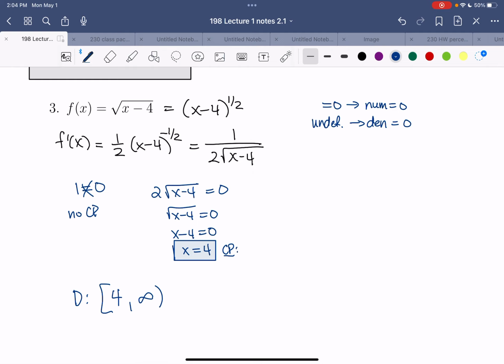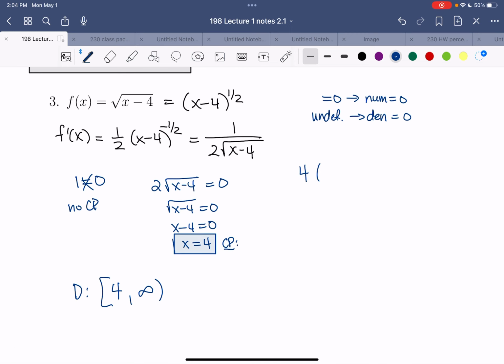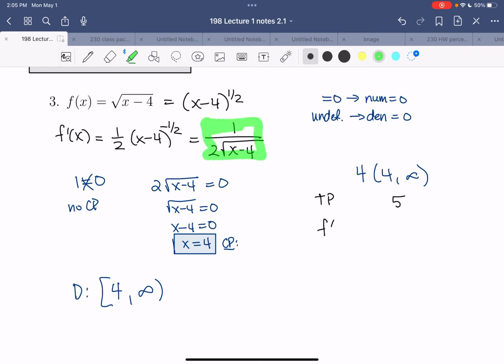And I'm going to break up that interval at 4. Well, 4 is already an endpoint, so 4 is over here, and then we're going to go from 4 to infinity as my interval. My test point then is going to be something bigger than 4, so I'm going to go with 5, and we're going to test that in the first derivative. When you plug in 5, 5 minus 4 is 1. Square root of 1 is 1. 2 times 1 is 2. So you get 1/2, and 1/2 is positive. And that means my function is going to be increasing.